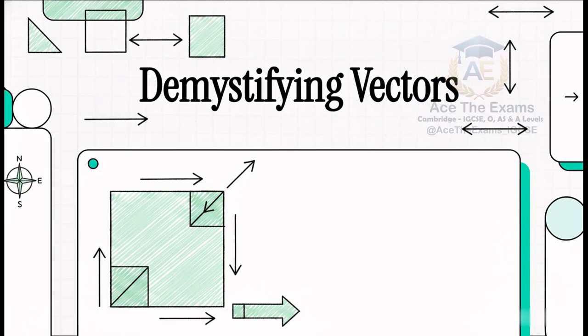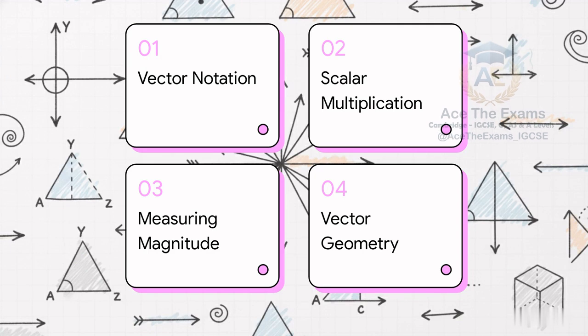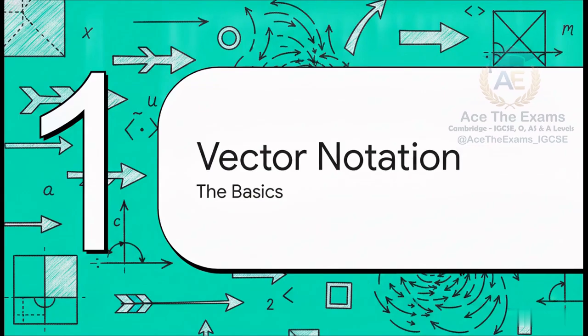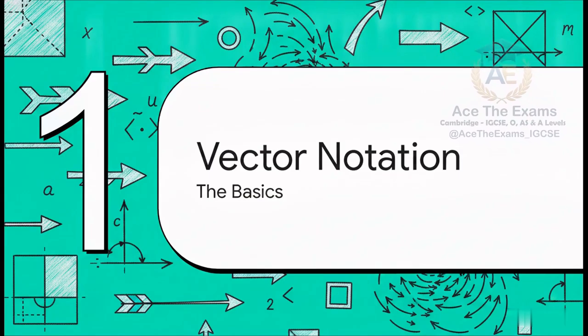Let's get started. Here is our game plan for today. We'll start with vector notation, move into multiplying by a scalar, check out measuring magnitude, and then pull it all together with vector geometry. All right, jumping right into section 1, vector notation.